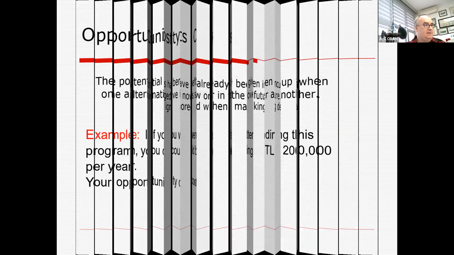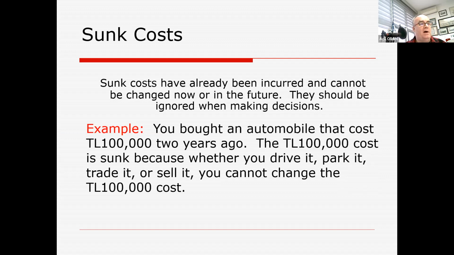What else? Sunk costs, we've mentioned it before. Sunk costs are costs that have already been incurred and you can't get them back. Okay, so these types of costs should be irrelevant, not taken into account. So you bought an automobile that cost 100,000 2 years ago. The 100,000 cost is sunk because whether you drive it, park it, trade it, sell it, you cannot change that cost. And let's assume that you're not going to be able to sell this regardless of what you choose. In that case, that 100,000 cost is sunk. It should not be influencing the decision you're going to be making.